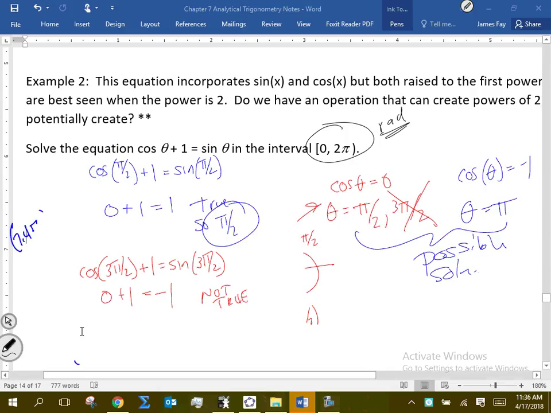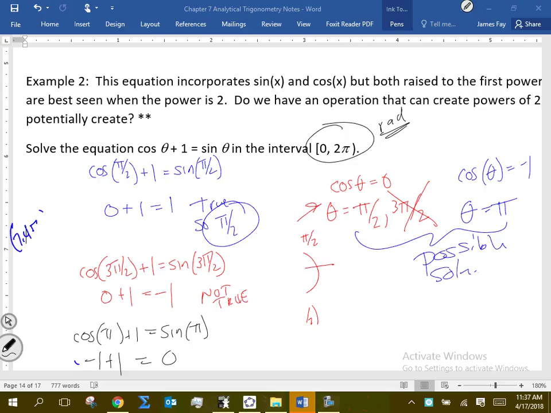Now I got to try pi. So put cosine of pi in, plus 1. Does that equal sine of pi? Cosine of pi is -1. Sine of pi is 0. So -1 plus 1, does that equal 0? Yes, it does. So pi is our other answer.